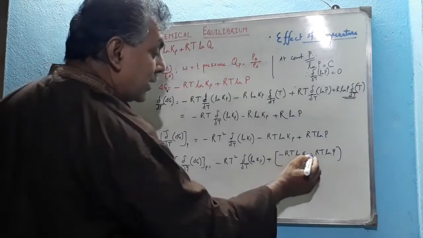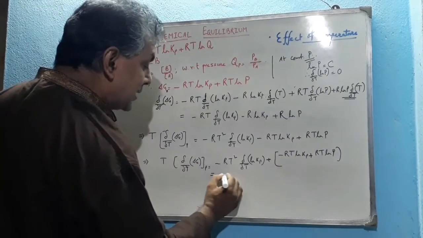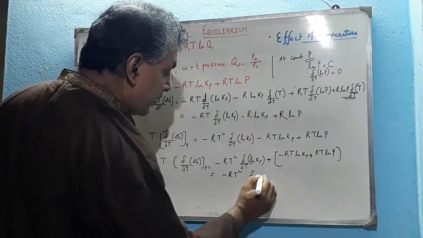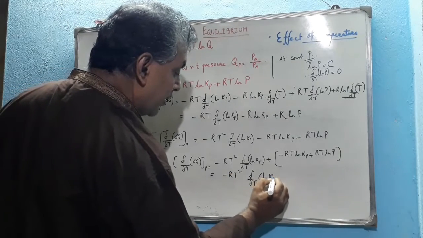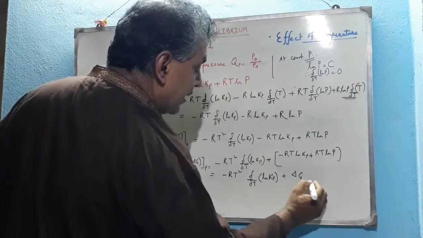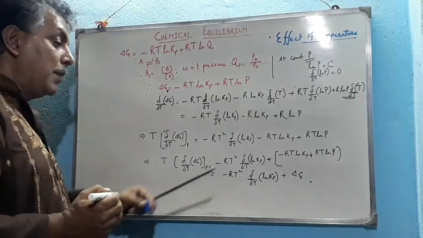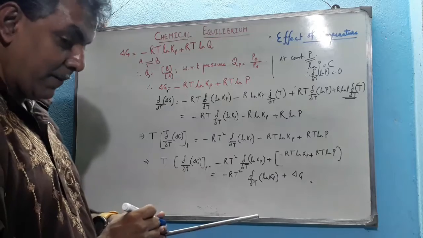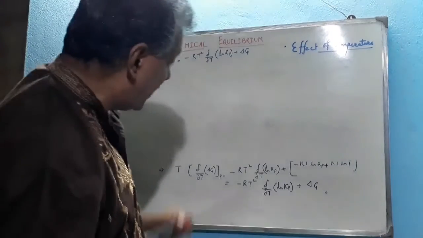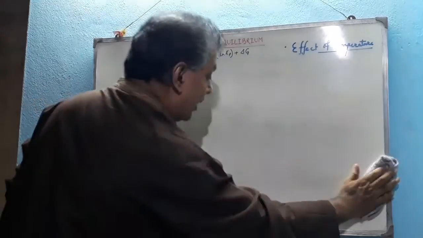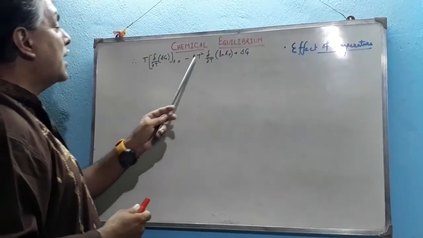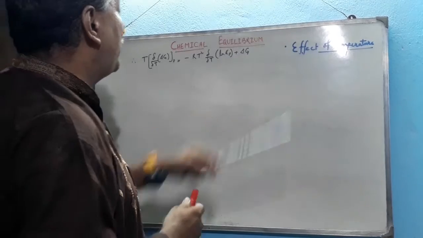So instead of this we can write in our next step minus RT square del T ln Kp at constant pressure plus del G. Now again we can write this expression at the top: T of del T del G at constant P equals minus RT square del T of ln Kp plus del G.